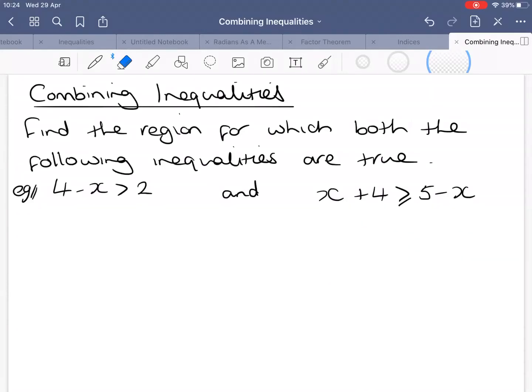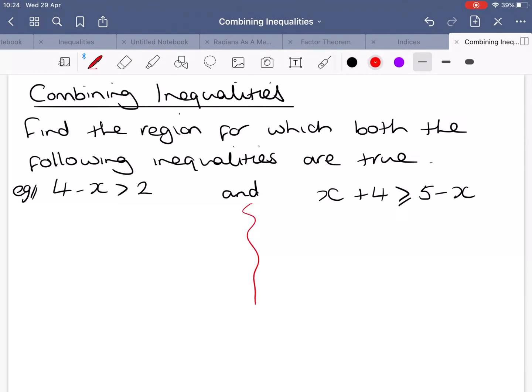Okay, so today we're going to look at combining inequalities together. So questions typically look like this: find the region for which both the following inequalities are true, and they give you two separate inequalities. It starts off quite simply because to begin with, you just have to solve both inequalities separately.